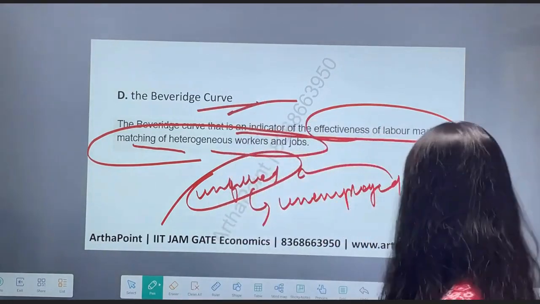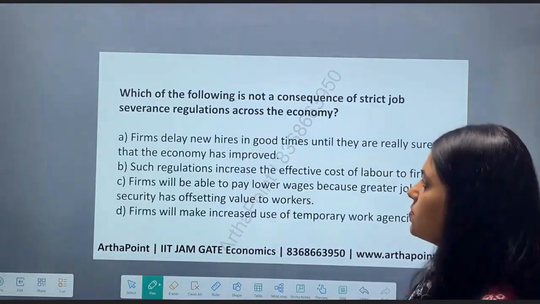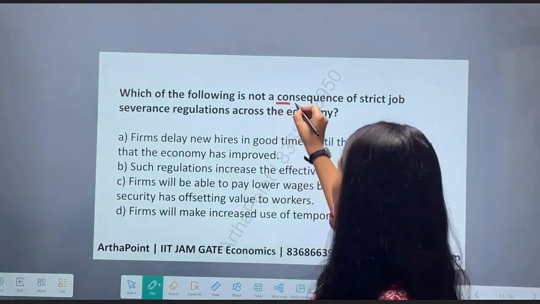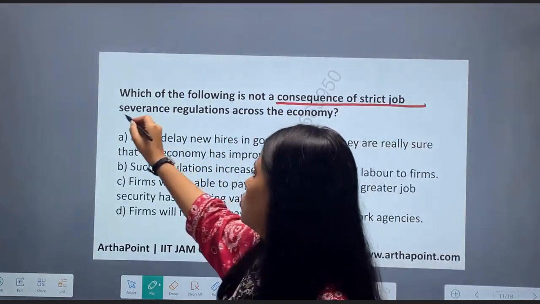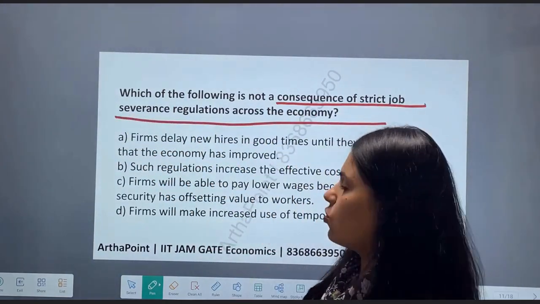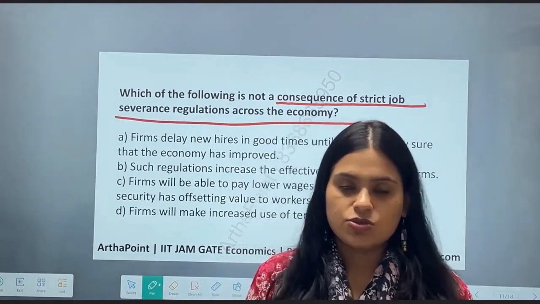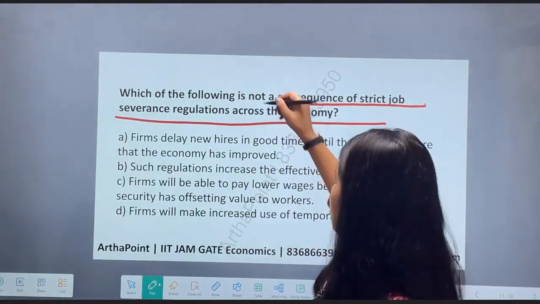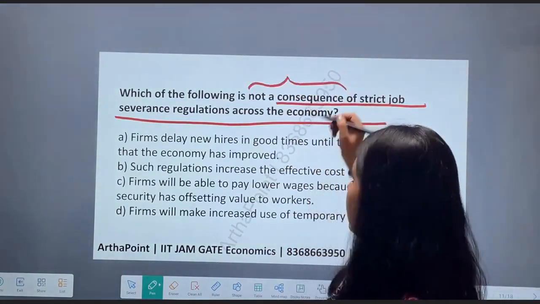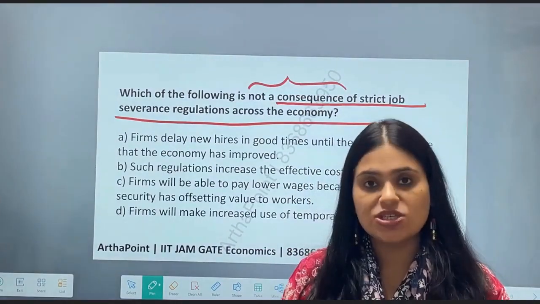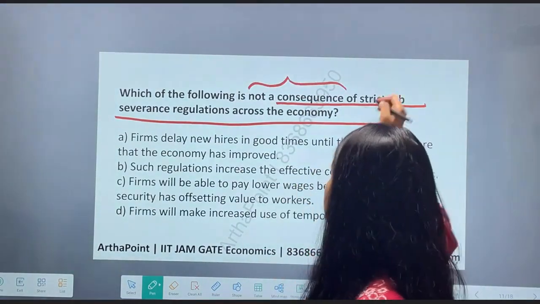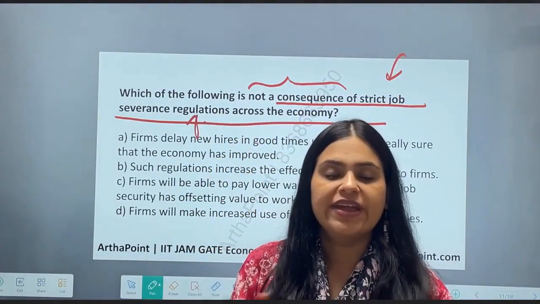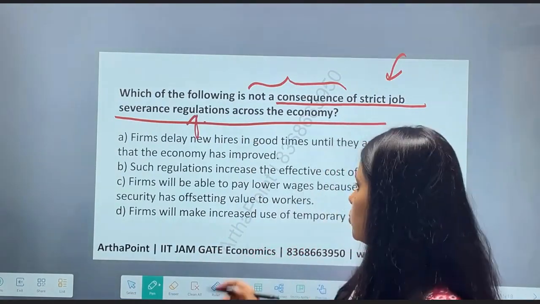Okay, come to the next question. Try to do this. I'm giving you a minute. Which of the following is not a consequence of strict job severance regulation across the economy? So it is saying, ध्यान से देखना है, not a consequence. इनमें से कौन सी ऐसी चीज है जो strict jobs regulation लाने से नहीं होती? It does not happen. What are the options?